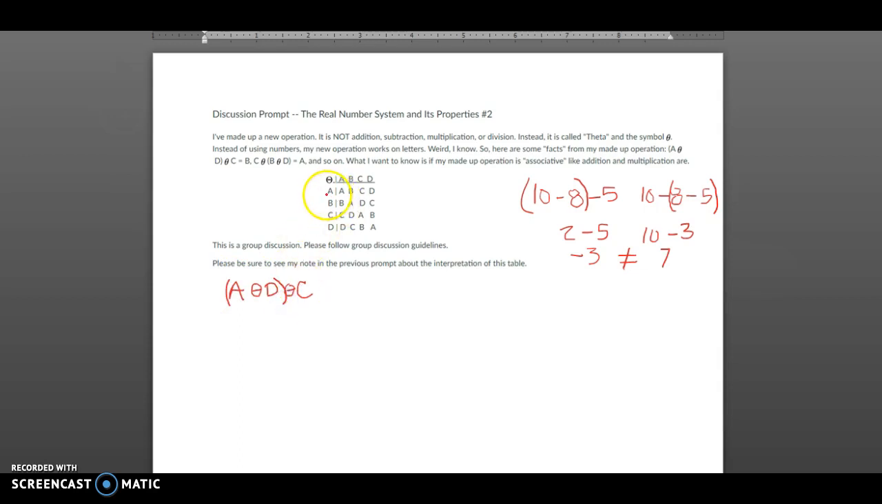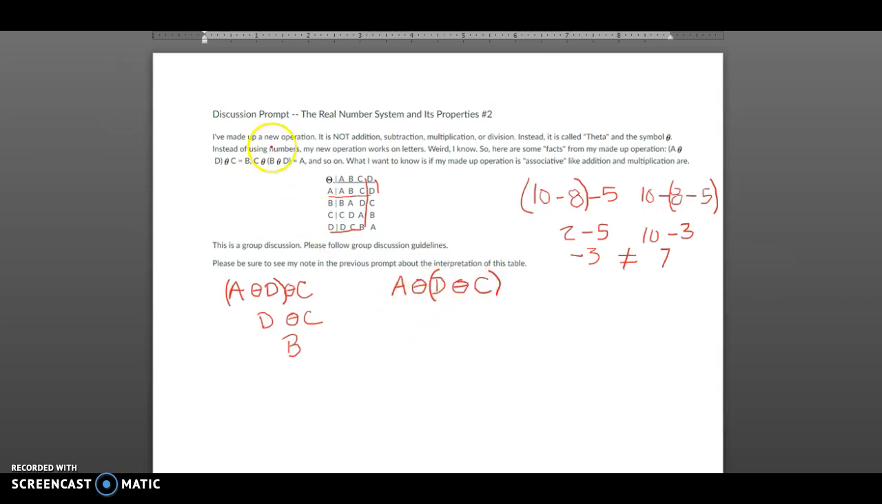I use my table, and I do A, and I go over to D. That answer is B. And then I do B theta C. So I start with B, I go over to C, and I get an answer of B. I'm going to write the exact same problem. This time, I'm going to do the second theta first, and then I'll do the other one.